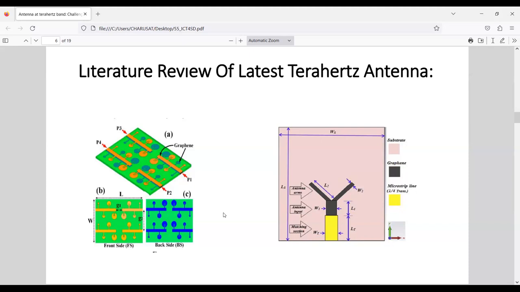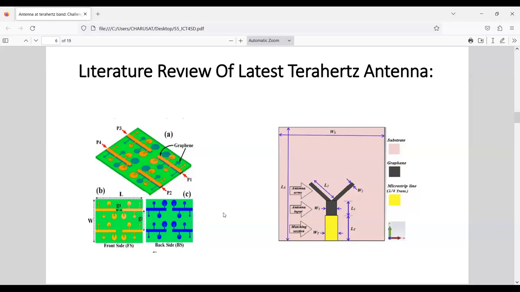The next antenna that we are seeing on the right hand side has circular polarization and is in the Y shape. By adjusting the conductivity of the graphene, we have discussed recently that graphene has high conductivity. So in this particular paper, the author has changed the conductivity of the material to have more polarization in the design.